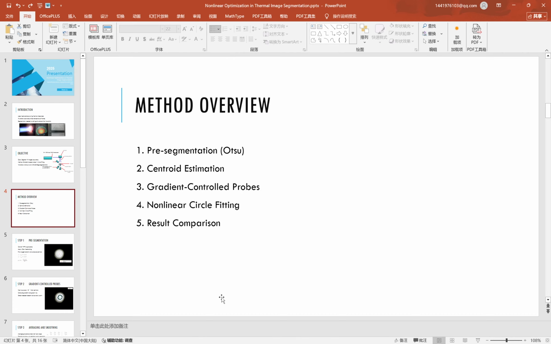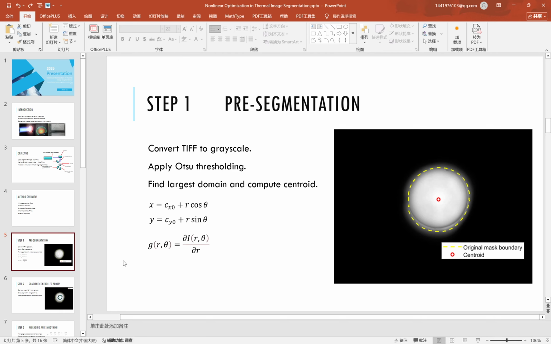For the method, the first step is pre-segmentation. Firstly, the image was imported, and the imported 3-channel file was converted into a grayscale map. A threshold method was used for preliminary selection, and the initial binary mask M was obtained by selecting the largest connected domain. Here we can see the grayscale picture that we have, and the original mask boundary looks like this.